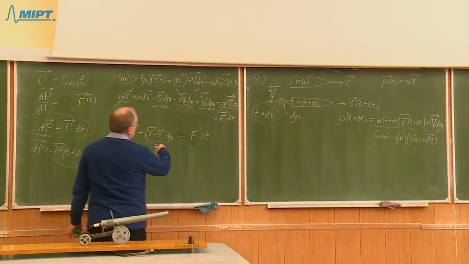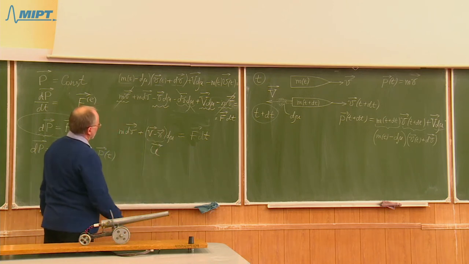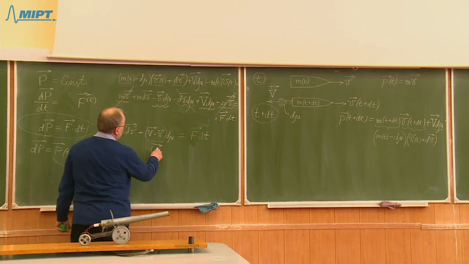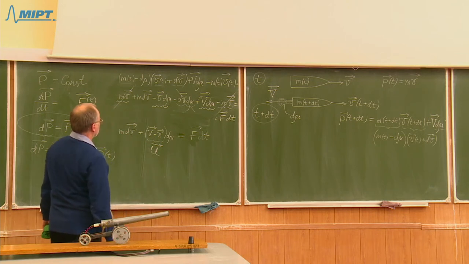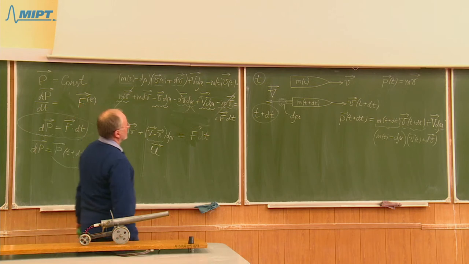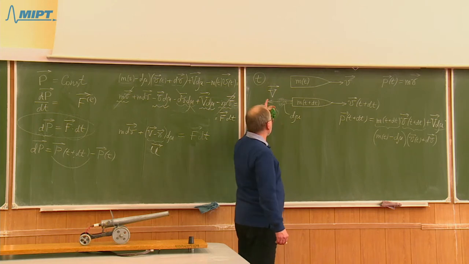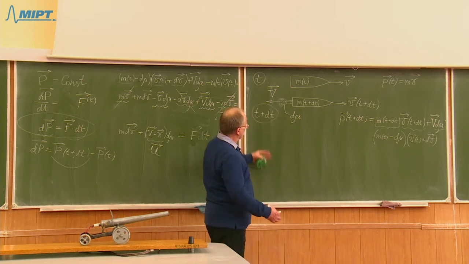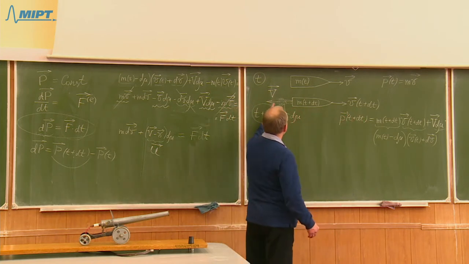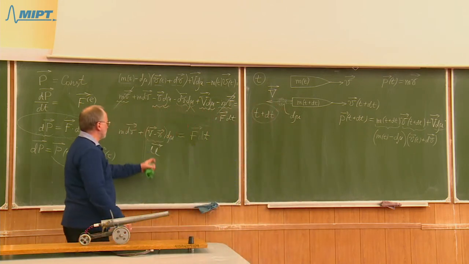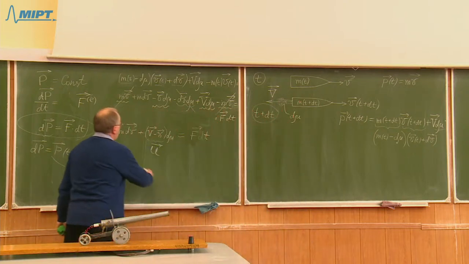So discussing this quantity in this way, we may easily understand that this is the relative velocity of the fuel gases with respect to the rocket. Capital V is the velocity of gases with respect to the Earth, with respect to the reference system attached to the ground, as well as the small v is the velocity with respect to the ground. But when we take the difference of these two vectors, we obtain the velocity of gases relative to the rocket.